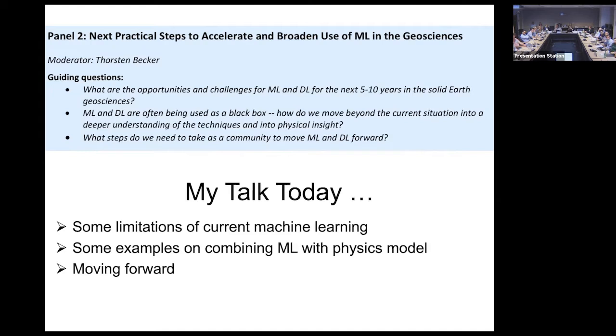Then I will show some examples of existing efforts combining machine learning with physics models, because the theme of this workshop is basically how we can use machine learning to go beyond the black box, right? As scientists, we want to combine machine learning with the great power of traditional physics modeling and so on. And I will conclude with moving forward, but I think Karen already covered most of it, so I will just add some parts in the last section.